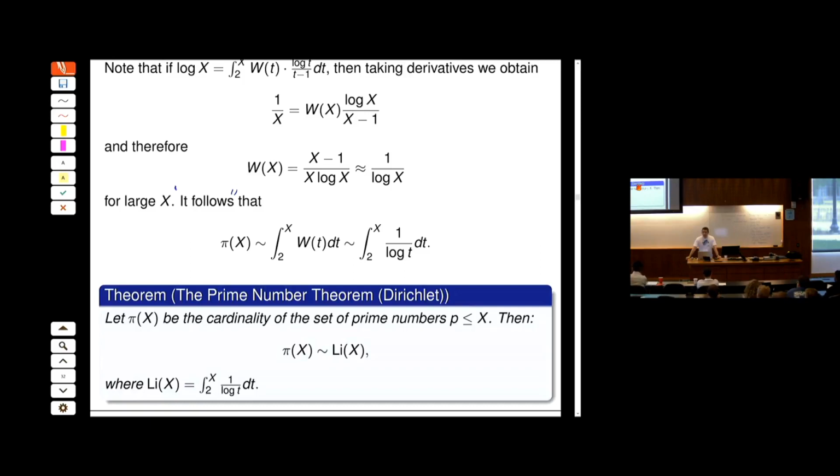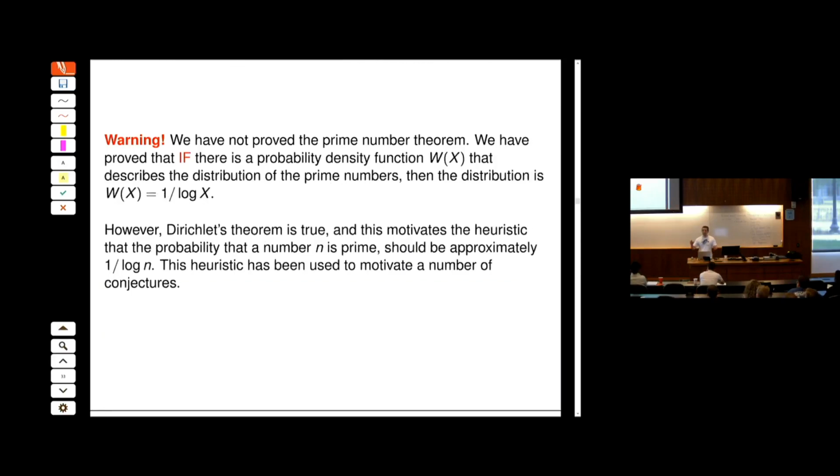Okay, so what we've done, we're not going to claim that we are as good as Dirichlet. All we've done is that if, and that is a big if in red letters, if there is a probability density function for the prime numbers, that's the one. It's 1 over log x, that's the density function of the primes. That doesn't mean that there is such a law. It just says if there was one, that's the one. Okay?